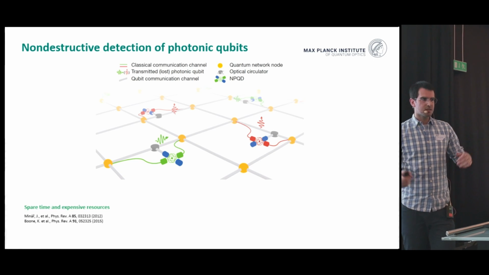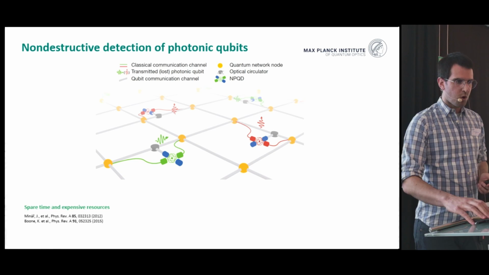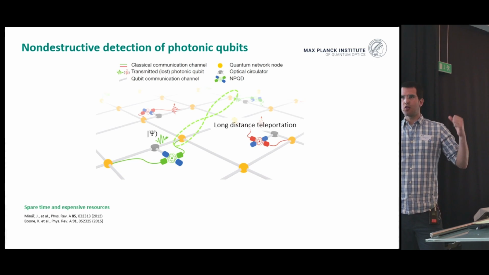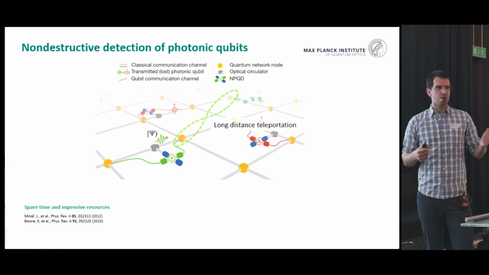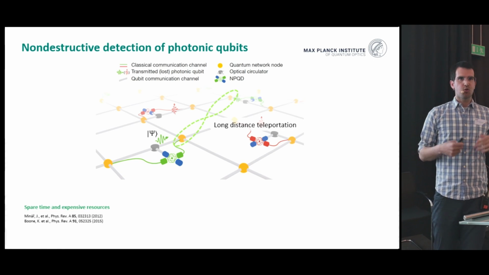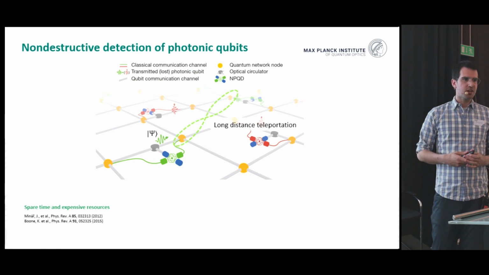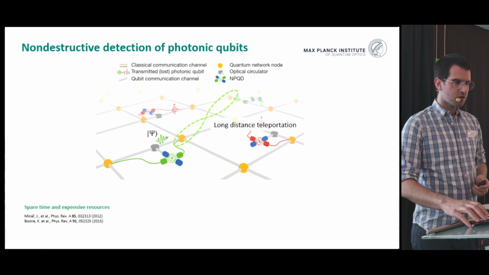It could be useful, for instance, to spare time and expensive resources. One example is if you have long distance entanglement between two atoms that you want to use to teleport a photonic qubit. You only want to use this entanglement once your photonic qubit is there, and you can ensure this by using such a non-destructive detector.